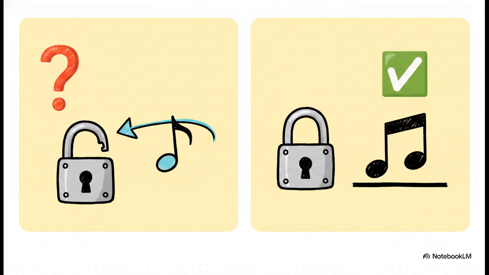On the flip side, a section is harmonically closed when it ends right on the tonic chord, the I chord. That feels like a definitive answer. It gives us rest, stability, and a total sense of completion.